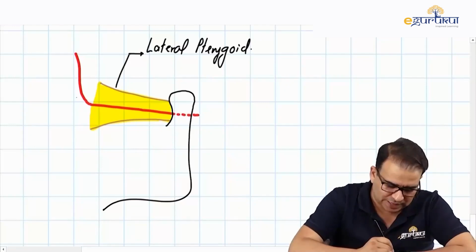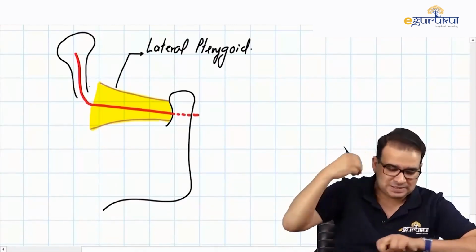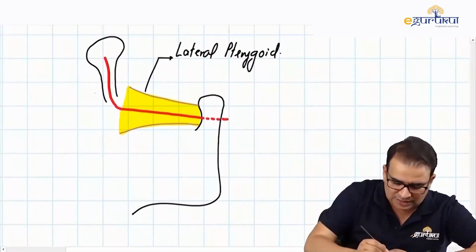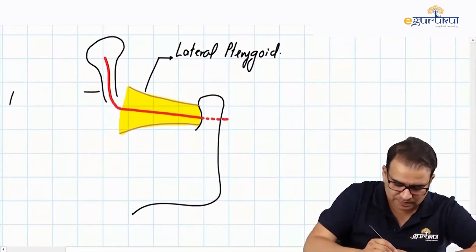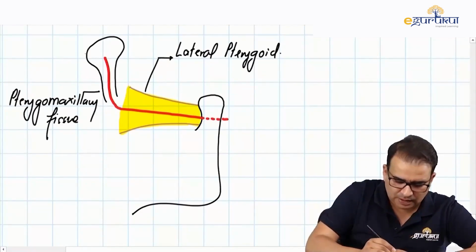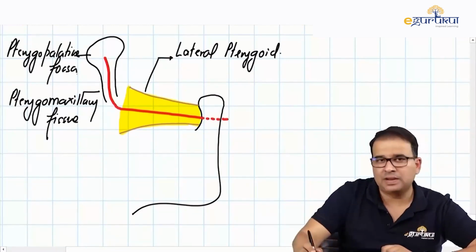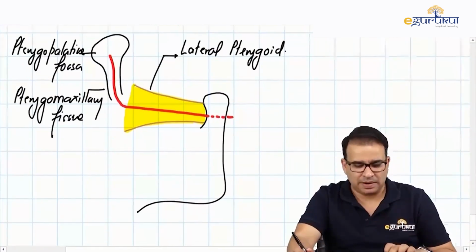What was that fossa? That was the pterygopalatine fossa. There is a fissure below and then there is a fossa above. First there is a fissure and then we have a fossa inside. The fissure is called the pterygomaxillary fissure, and the fossa is called the pterygopalatine fossa. Not pterygopalatine fossa for both: pterygomaxillary fissure and pterygopalatine fossa.